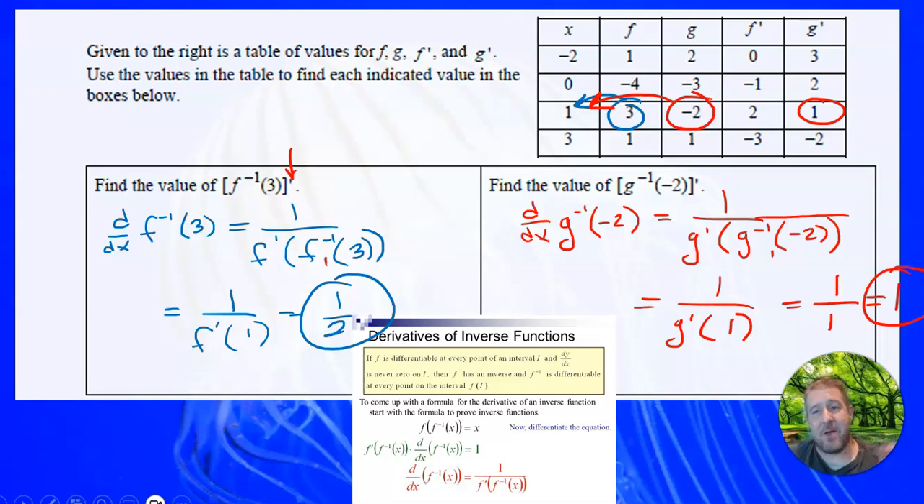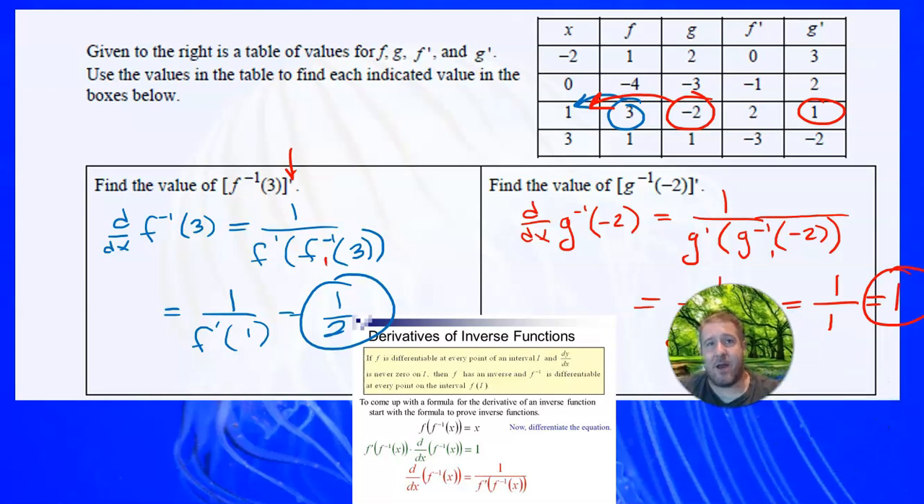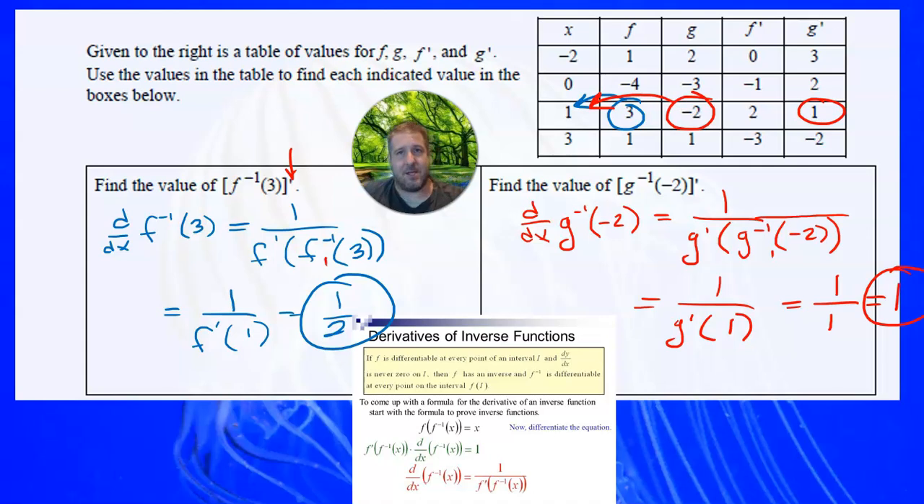All right, like I said, very easy to get confused, so be careful with these kinds of questions, but I've given you a couple examples of each type of question that you're going to see with finding derivatives of the inverse.